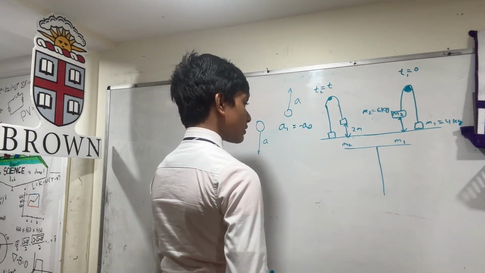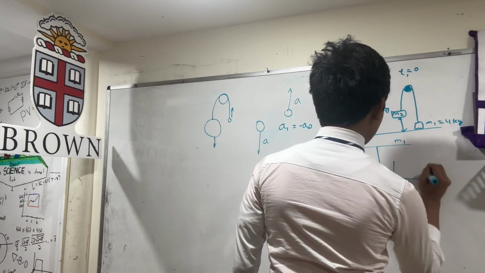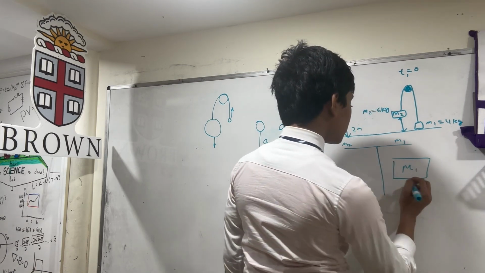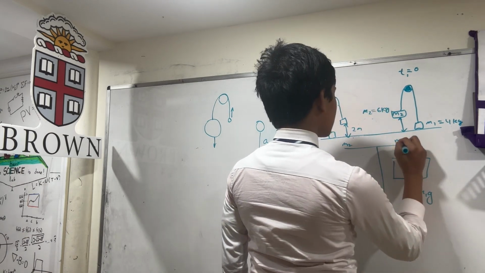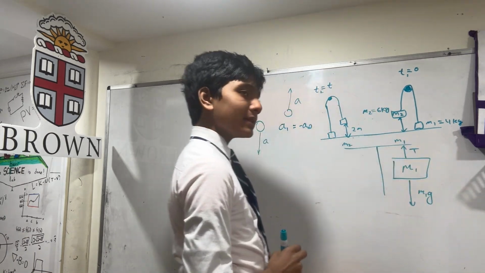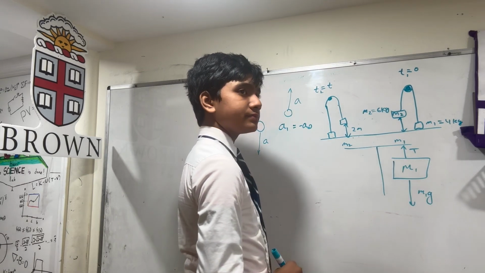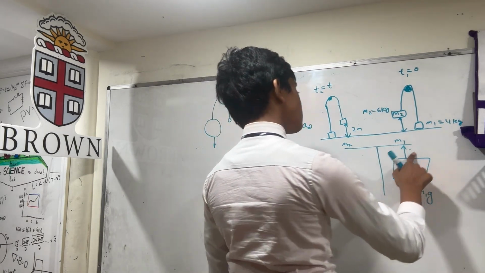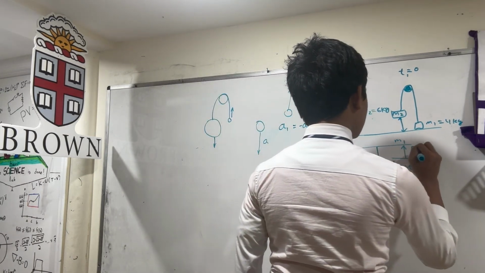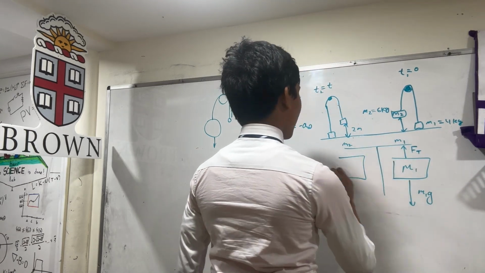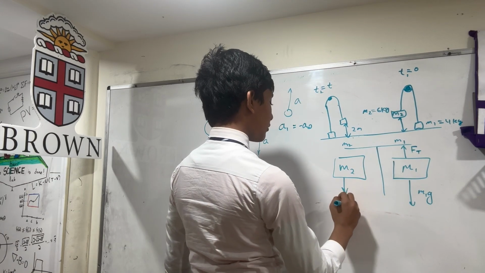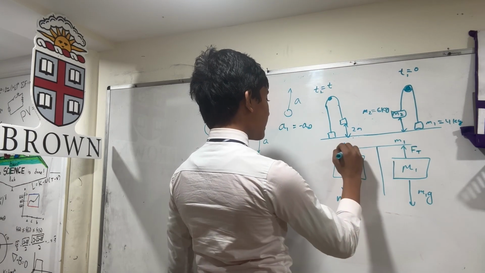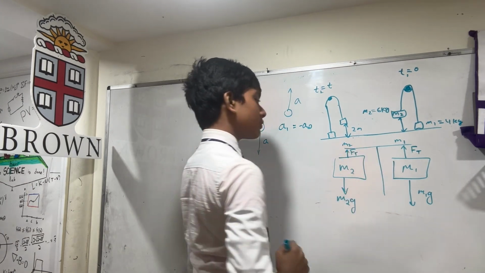So what's the acceleration of the first one? Well, let's draw its free body diagram. We know there's gravity acting downwards and the force of the rope, tension, acting upwards. Let's call it Ft. Then you have M2, which is very similar. You have gravity pulling down this way and Ft pulling up this way.